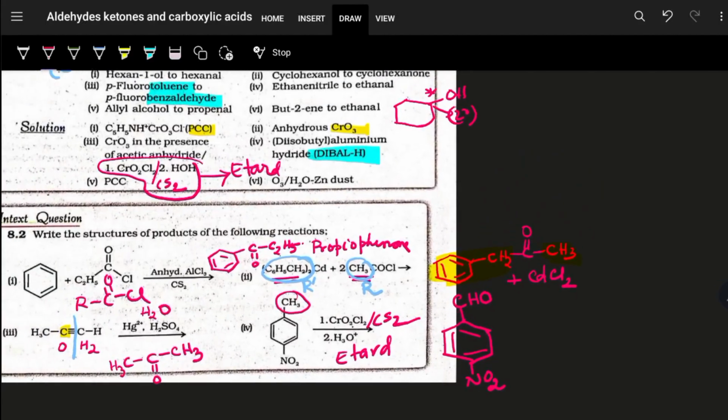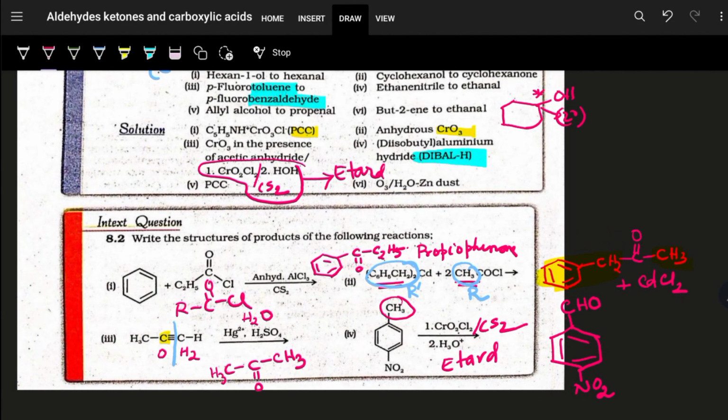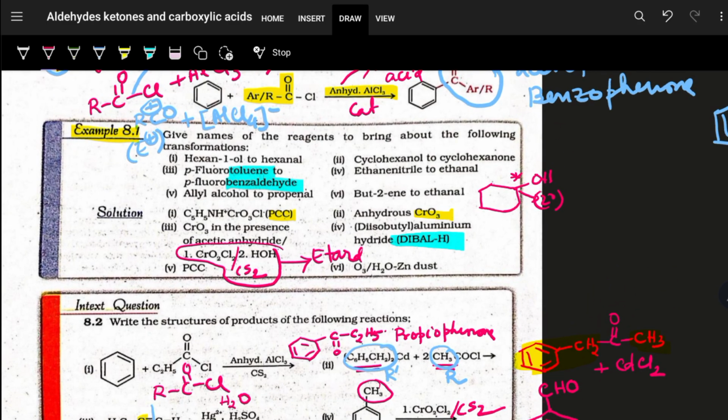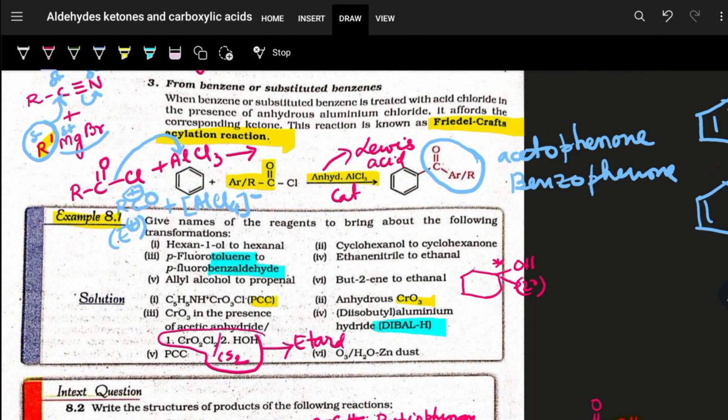Okay? So that's all for this session. We have discussed the preparation of aldehydes and ketones. Deliberately, I did not add on the preparation of carboxylic acid because that needs a different section of discussion.